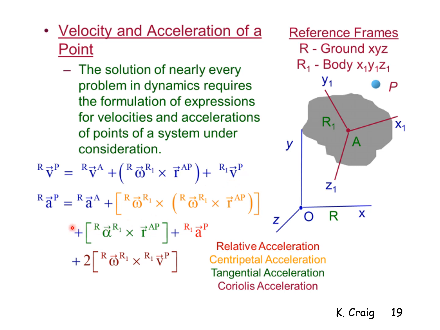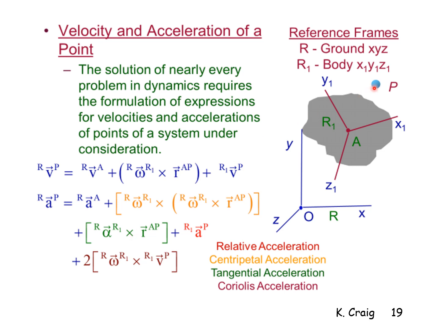The acceleration follows by saying the acceleration of P in the grounded reference frame, which is what we need for our Newton-Euler equations, is the acceleration of A with respect to the grounded reference frame. That's the absolute acceleration of A, plus this expression, which turns out to be what is called centripetal acceleration, and this expression, which is tangential acceleration. This is the acceleration components of P with respect to R1 as if P were fixed in R1. Tangential acceleration, centripetal acceleration: R omega squared, R alpha.